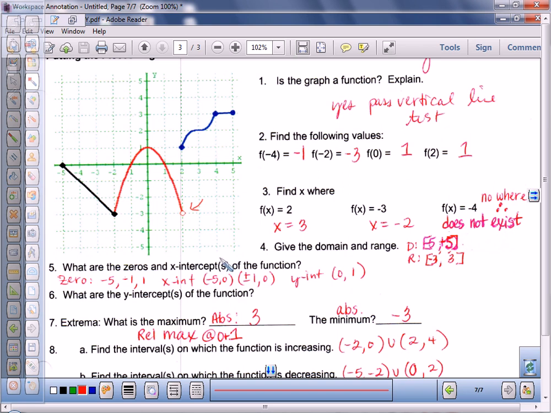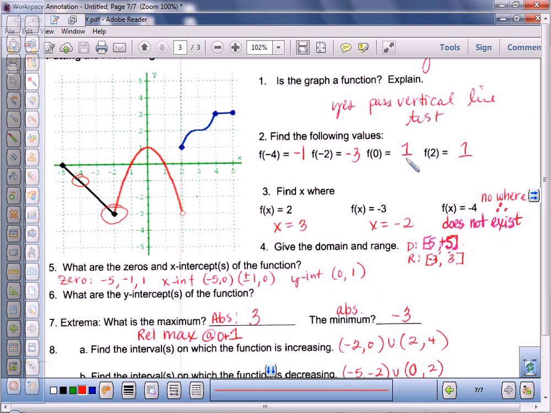Okay, now this, evaluating functions. We did this in the first unit, didn't we? I bet we see this on the benchmark. I bet we see this on the end of course test. What is the value of the function when we plug in -4? When x is -4, the value of the function is -1. What is the value of the function when x is -2? When x is -2, the value of the function is -3. What is the value of the function when x is 0? When x is 0, the function has a value of 1.